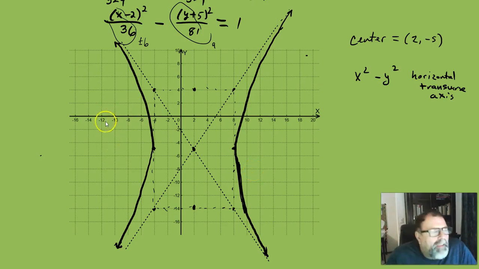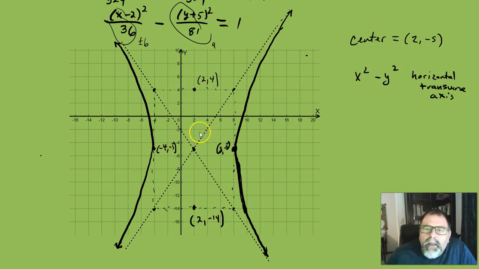Okay, and then that's it, right? Oh, but again, this question, they want you to label everything. So the vertex, let's see, you can look at the graph now. That's what I do. 8, -5. And then this one is -4, -5. Oops. So those are the vertices. The covertices, so that would be 2, 4. This one would be 2, -14.